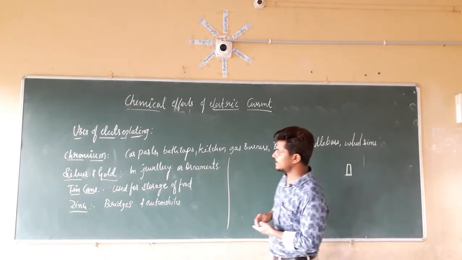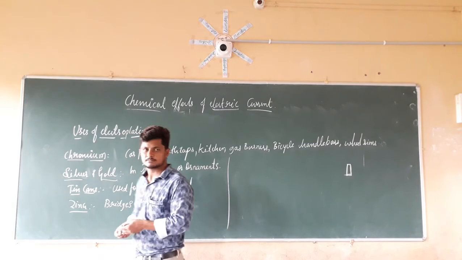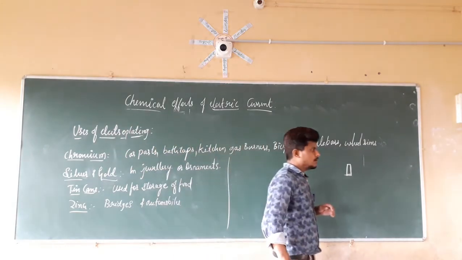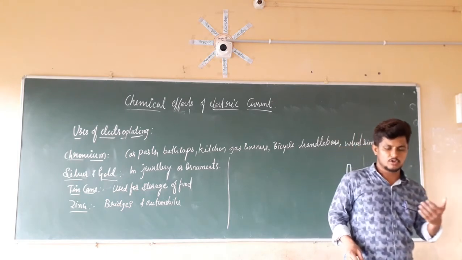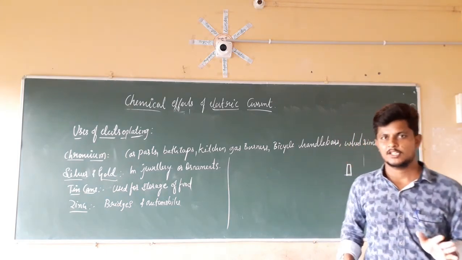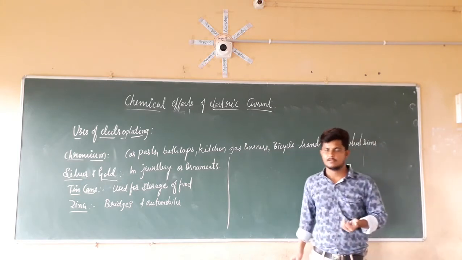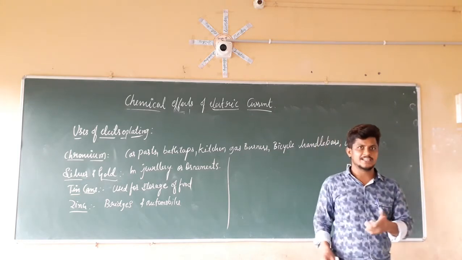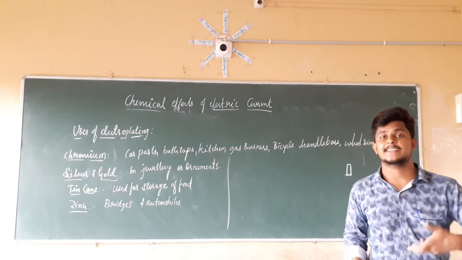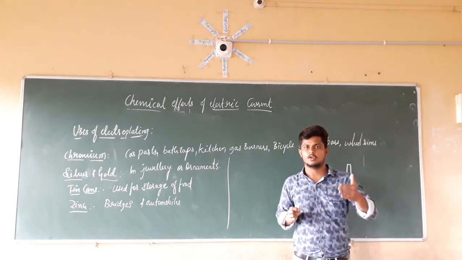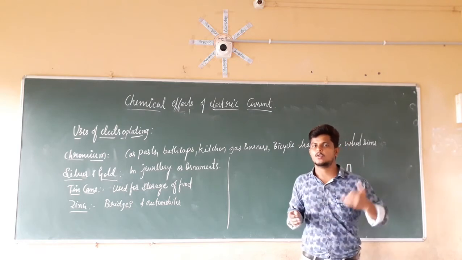Next, the second example is silver and gold. We already know that both are very expensive. Nowadays the gold price is about 50k for 10 grams. Is it expensive or very cheap? It is very expensive. So it is not possible for everyone to buy gold ornaments or jewelry made of gold.